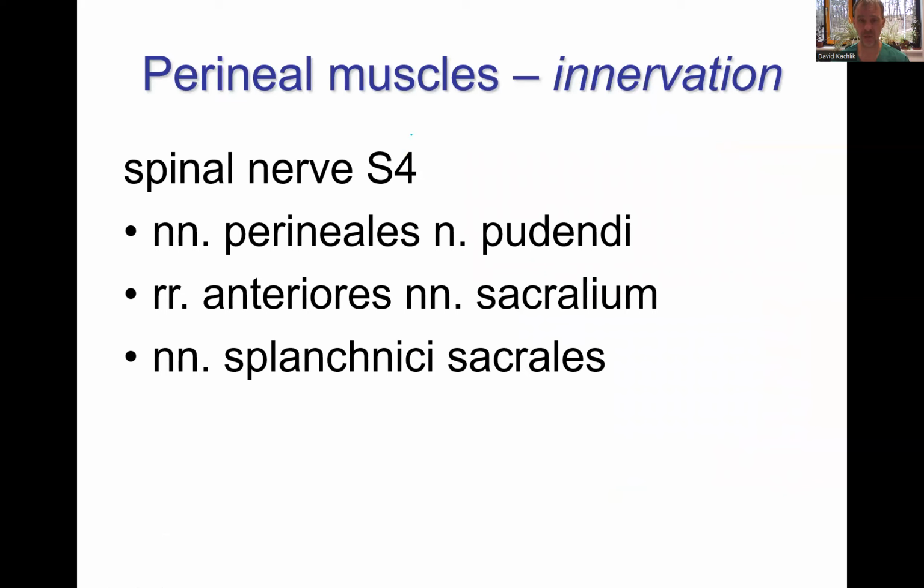Their innervation comes mainly from S4 via the pudendal nerve, but because during ejaculation there are reflex contractions, it's also supplied by sacral splanchnic nerves, which are autonomic.